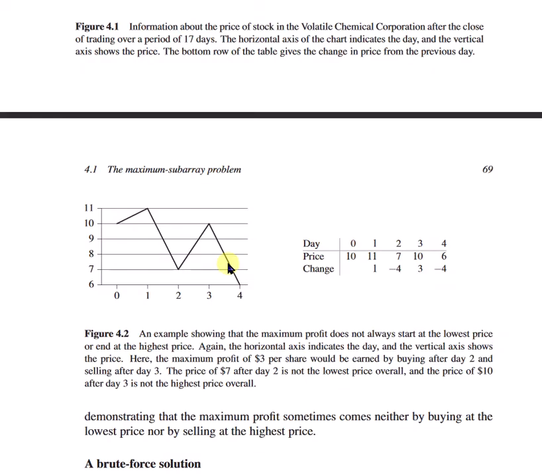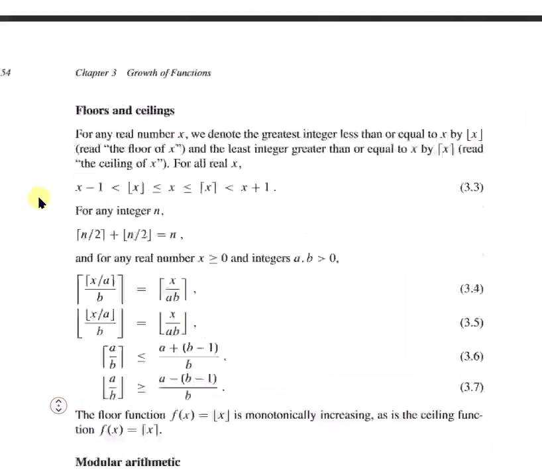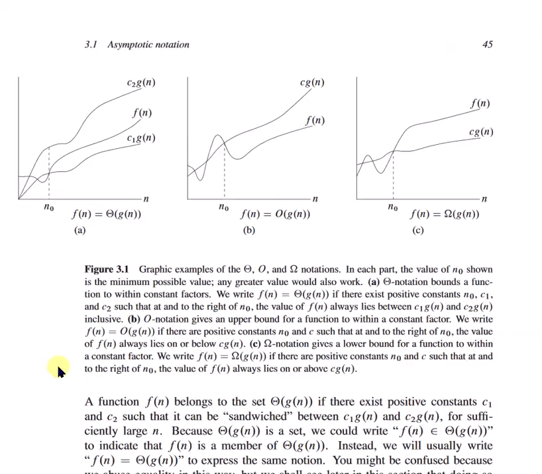Theta, I am confused right now. Big O is the upper limit, right? Growth of functions. So here we are seeing that O notation is the upper limit, and omega notation is the lower limit.